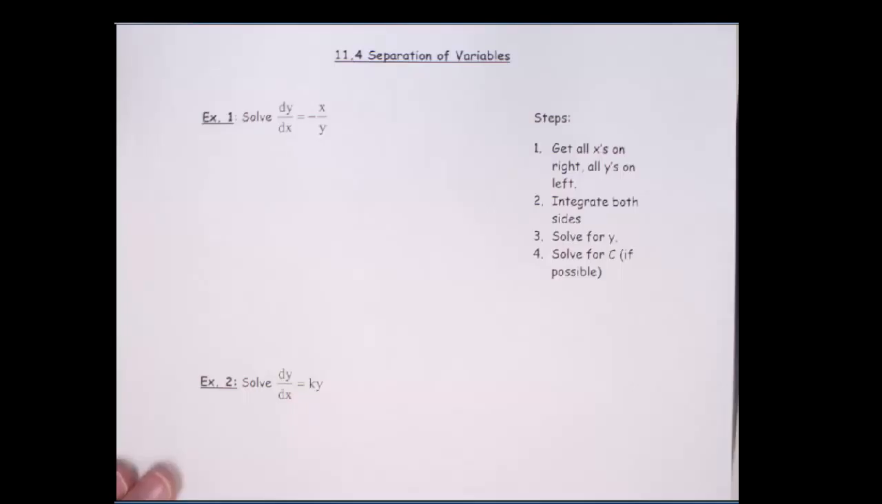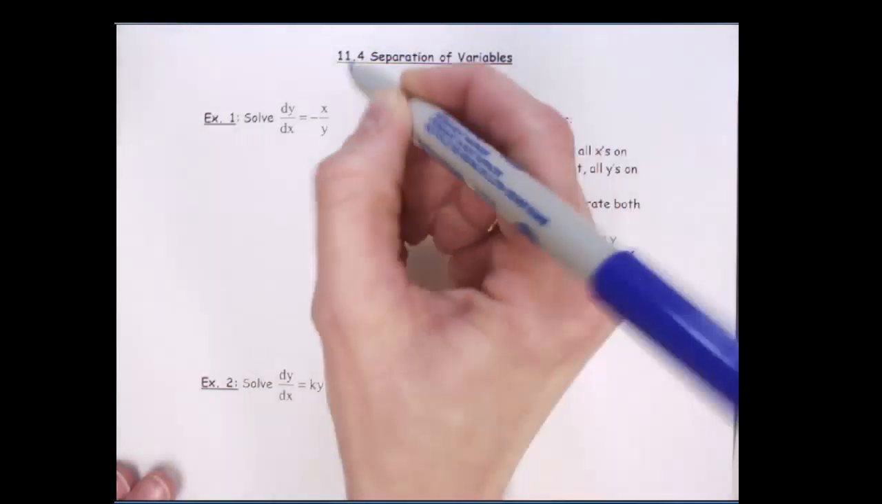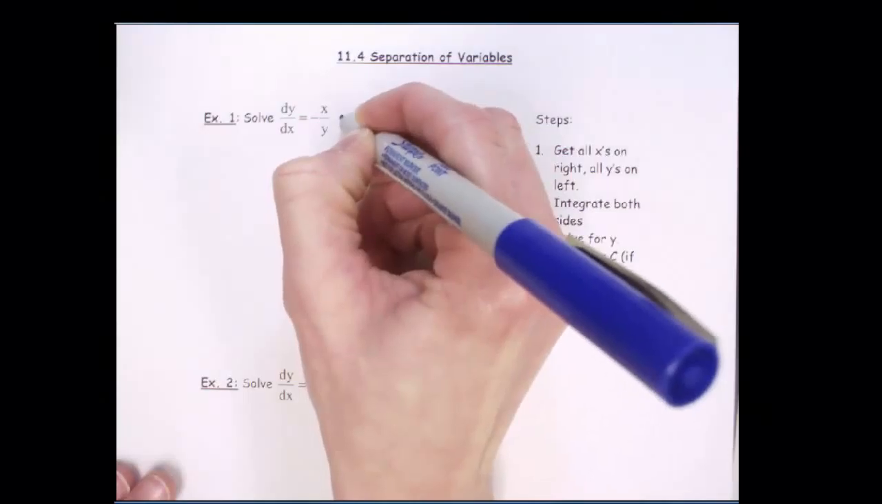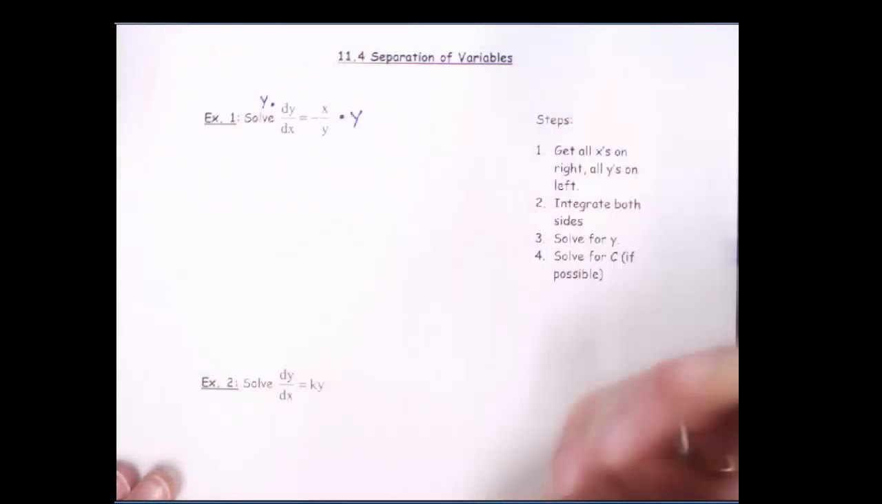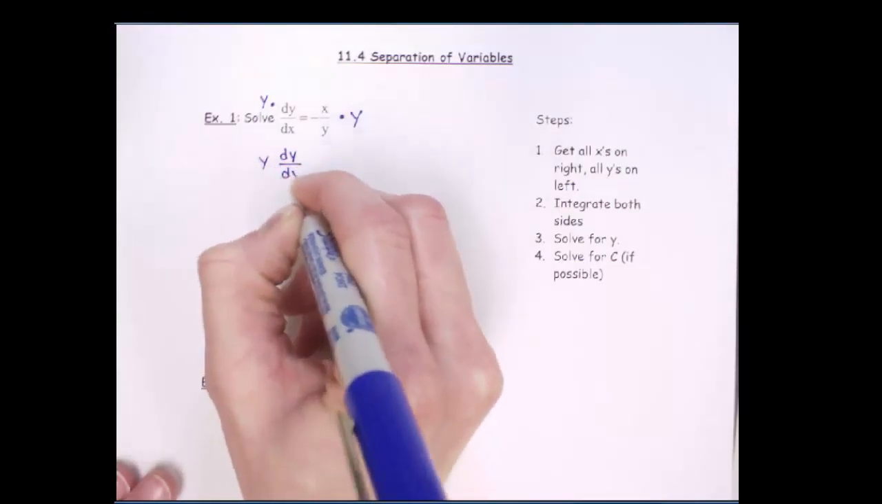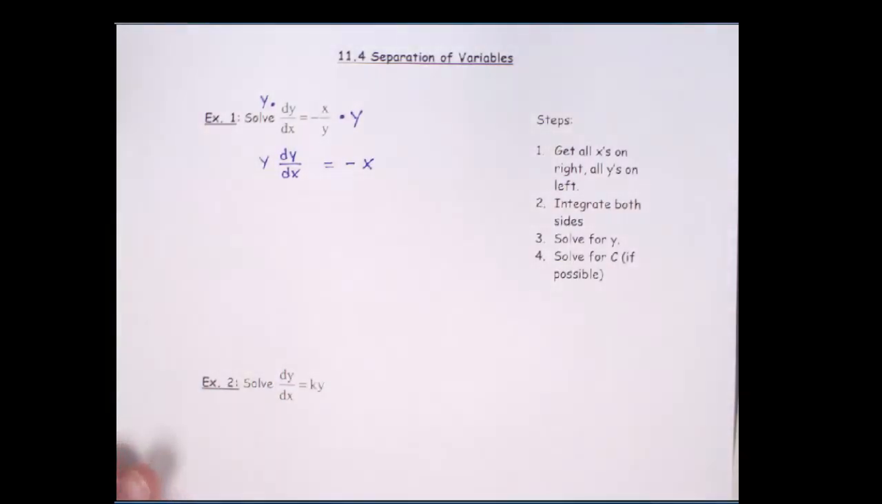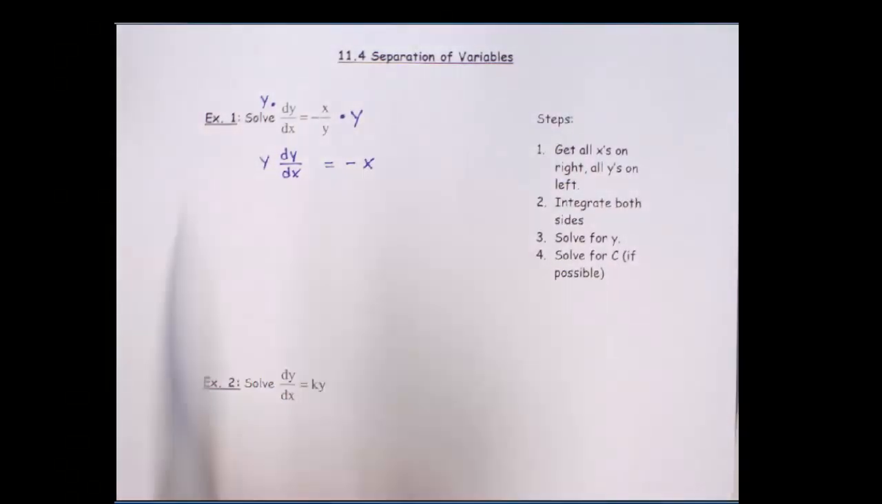So the first step you want to do is separate the x and the y to different sides of the equation. And we're also going to consider the dy over dx as a fraction that we can also separate. So for this first equation, I want to move the y out of the denominator. So I'm going to multiply both sides by y. So I get y dy dx equals negative x.